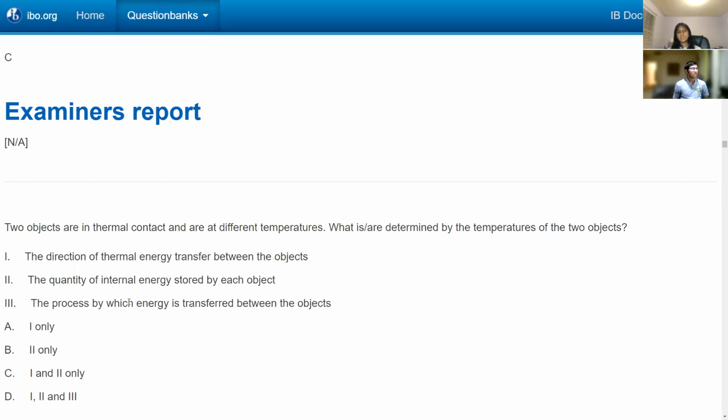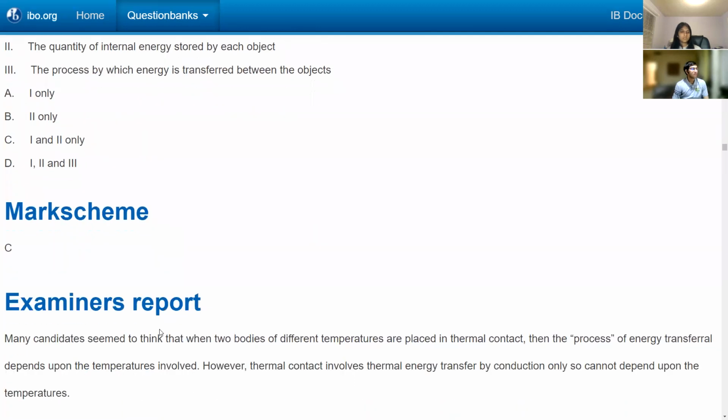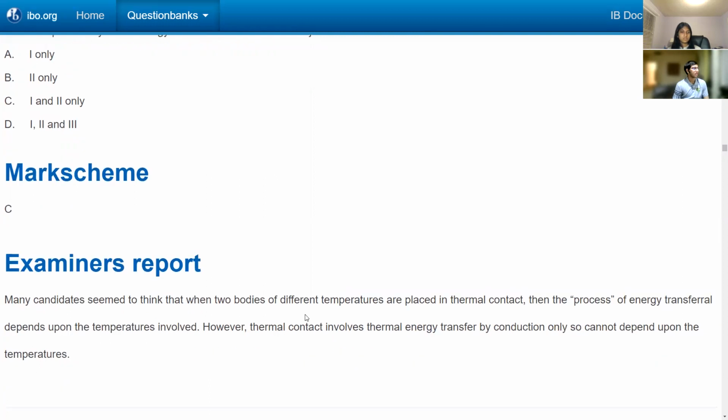Yeah, I think it might be 2 as well, right? Okay, the quantity of internal energy stored by each object. Yeah, because temperature is a measure of average kinetic energy, right? So, and kinetic energy is part of. Oh wait, but that's average. Well, if the average kinetic energy increases, then the total kinetic energy will also. Yeah, so I would say 1 and 2. C. Yep. Okay. Process depends on the temperature. Yeah. Okay, like we said.